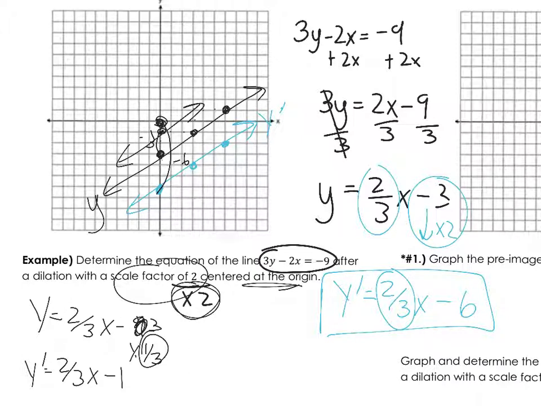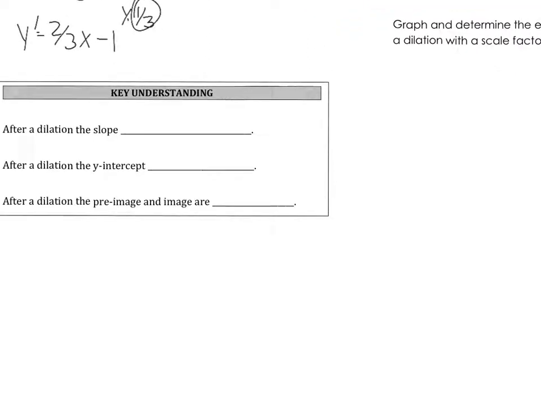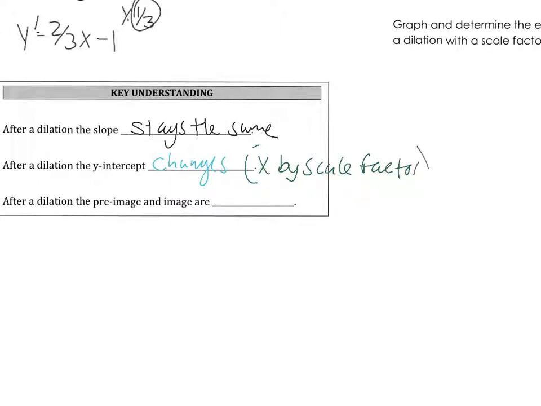So just a little more information. And then our key understandings at the bottom of the page is down here what I want you to write. After a dilation, the slope stays the same. The y-intercept changes, and we just multiply by the scale factor. So sometimes it's 2, sometimes it's 3, whatever they say to multiply by. And after a dilation, since the slopes are the same, our lines are going to be parallel.